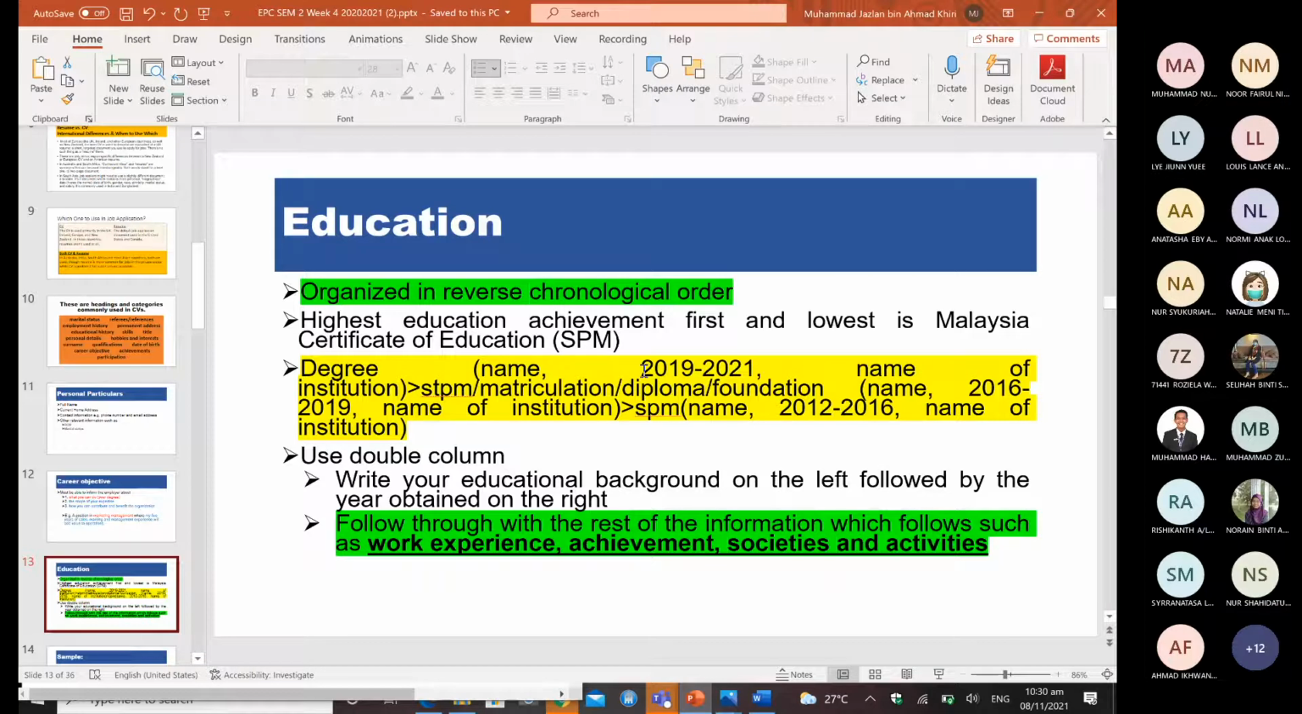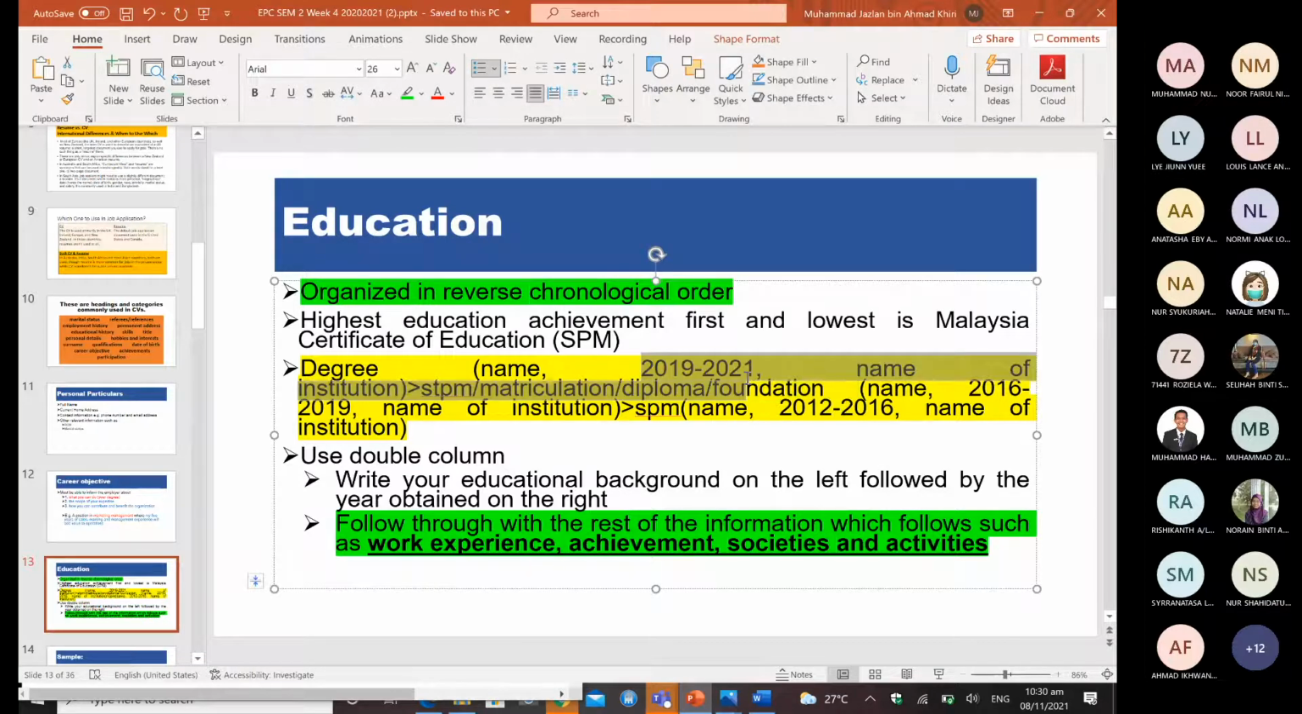Why do I put 2021, ladies and gentlemen? The reason is because you remember the instruction for your assessment 1. It says that you are recently graduated, remember? Therefore, you have to indicate that you finish your studies in 2021, although I know that you started your degree probably last year or this year. And then indicate the name of the institution, in this case, UNIMAS.